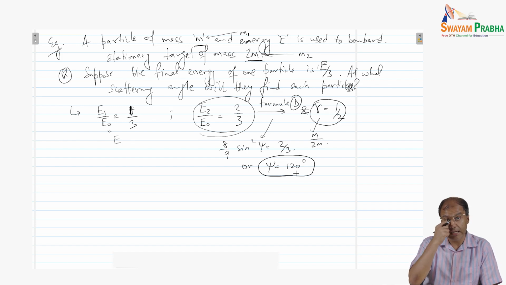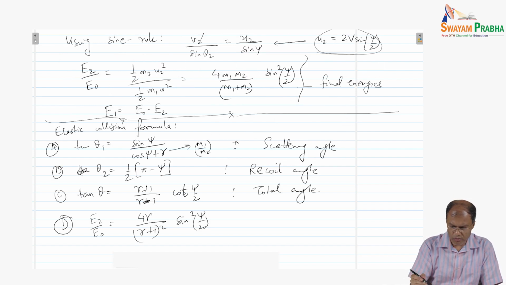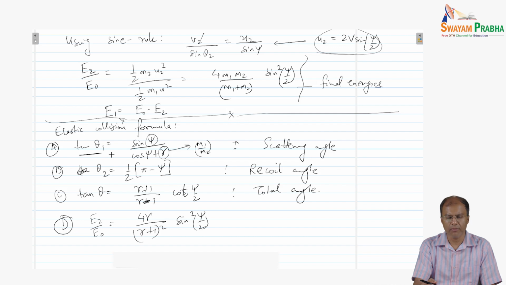And then we want to find the scattering angle theta 1. So the scattering angle theta 1 is formula A. Remember, formula A contains gamma, which is already given, and psi. So that was the whole idea, to use formula D so that we can find psi. The moment we know psi and gamma, we can immediately find theta 1.